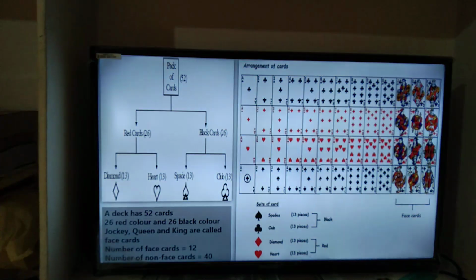So this is about the introduction of the chapter probability. The thing is you need to understand the concept so that you can do the problems easily, children. I hope this concept is very crystal clear to you.